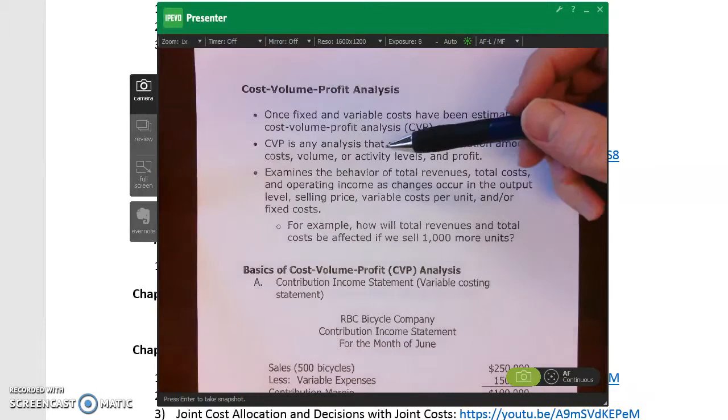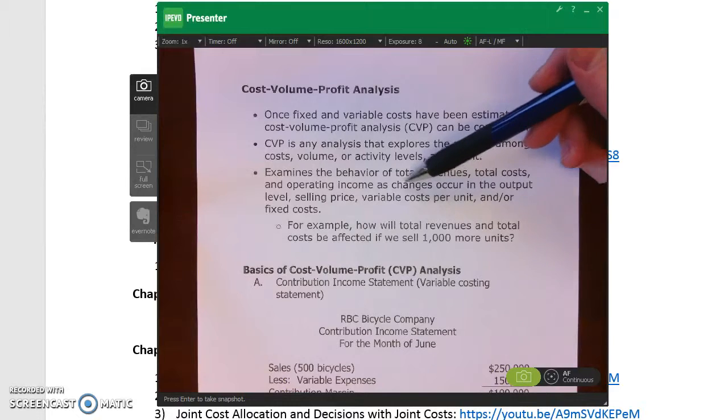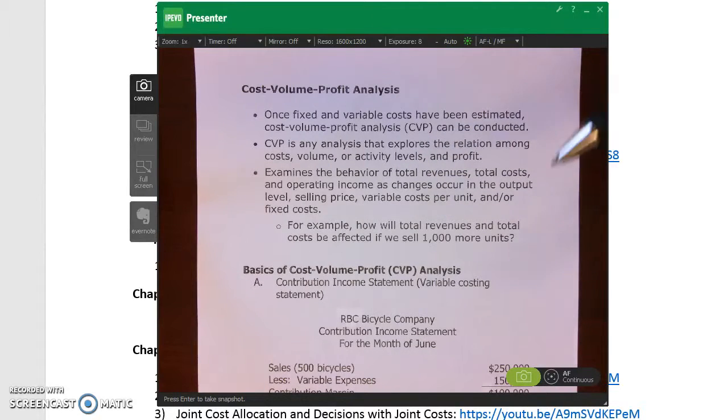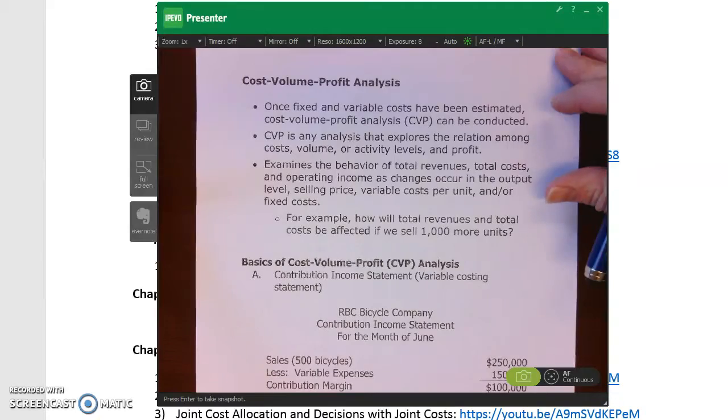So you can see right over here, we say it examines the behavior of total revenues, total costs, and changes in operating income as we might change the selling price, the variable cost per unit, or fixed costs. So we could say, what would be total revenues and total net operating income be if we sold another 1,000 units? Or what if we increased advertising, and by doing this, this increases sales, but it also increases our fixed costs? Will this give us more net operating income? Okay? Those are the kinds of questions that we would answer with cost, volume, profit analysis.